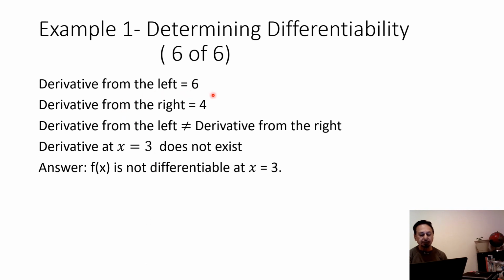Derivative from the left is 6 and derivative from the right is 4. Derivative from the left is not equal to derivative from the right. So the derivative at x equal to 3 does not exist. So the answer is f of x is not differentiable at x equal to 3.